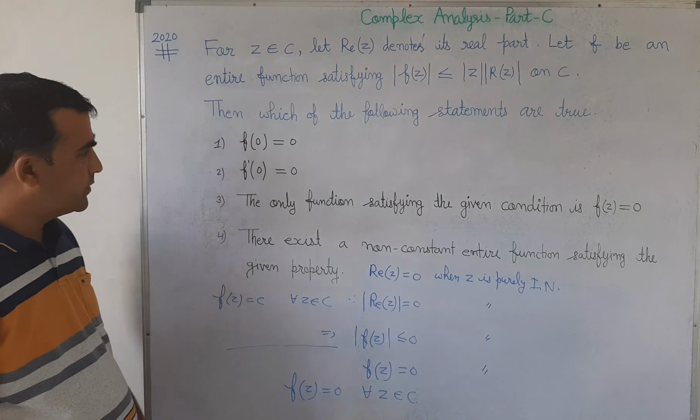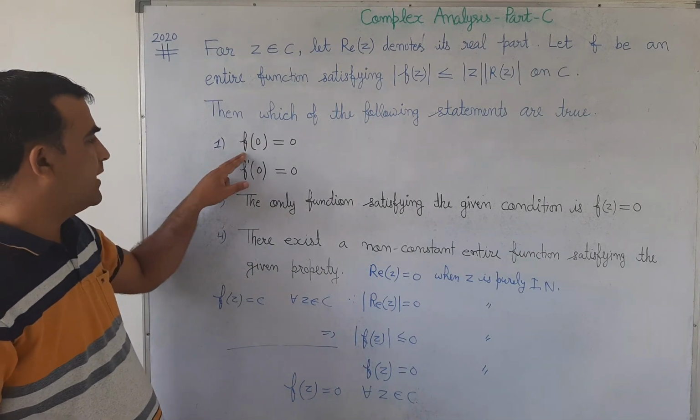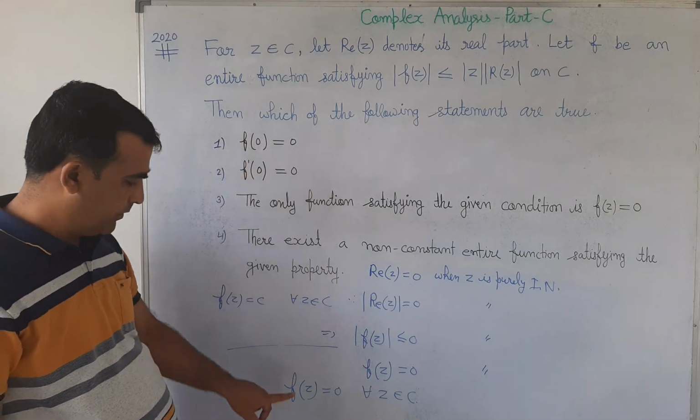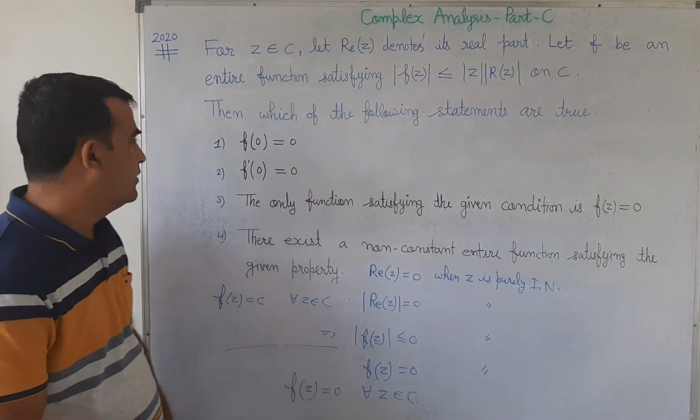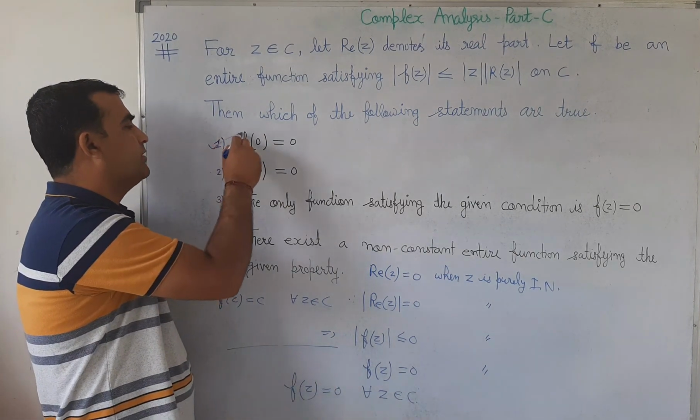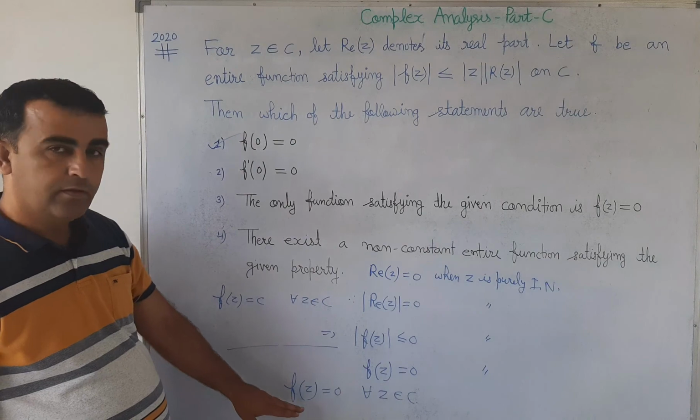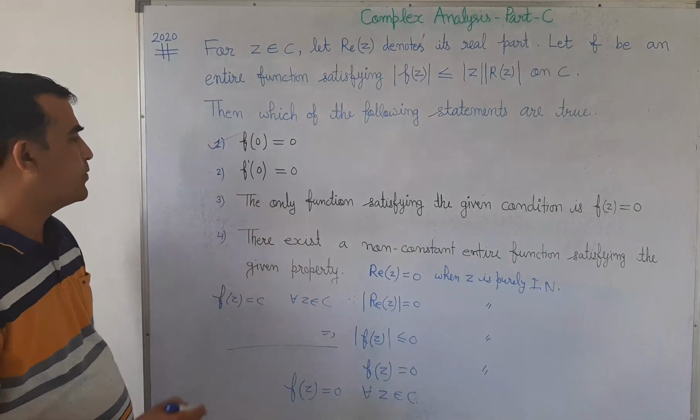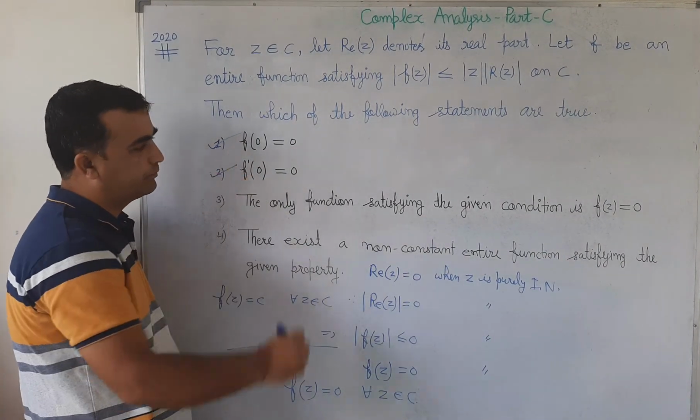Now come to the options. In the first option, f(0) is equal to 0. If you take z equal to 0, this option is right. And from this, the second option is trivially true.